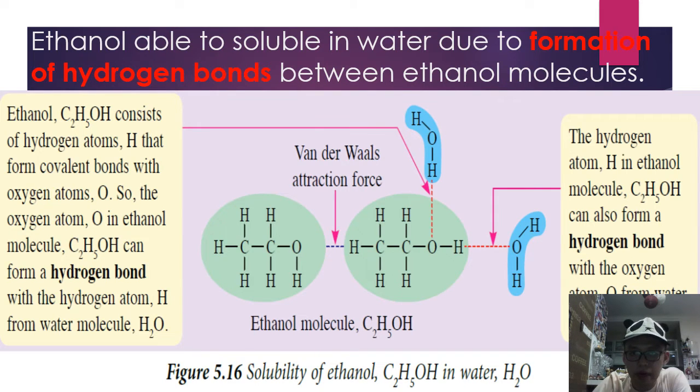Why is ethanol able to dissolve in water? Because of the formation of hydrogen bonds between the ethanol molecule and water. As you can see, the ethanol molecule consists of an oxygen atom. The oxygen atom will form a hydrogen bond with the water molecule. So, because of the hydrogen bonds, ethanol is able to dissolve in water.